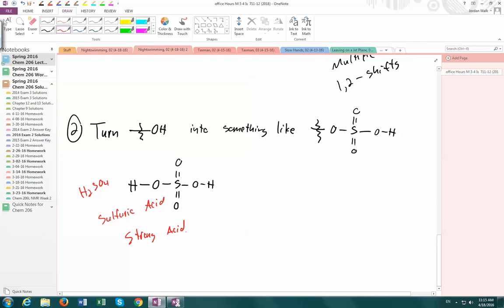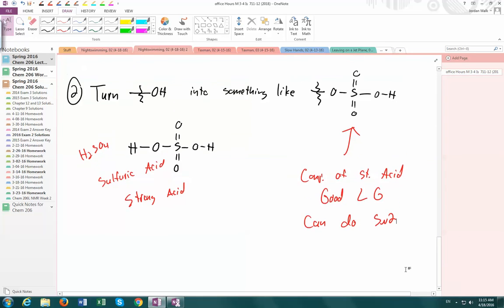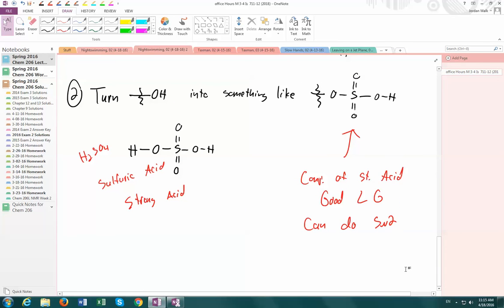And so when we look back at this group right here, have we converted our alcohol into the conjugate of a strong acid? Yeah, sure. That is definitely going to be the conjugate of a strong acid. So now we've got the conjugate of our strong acid. And so that makes this a good leaving group. And most importantly, we can do SN2 with this type of functionality. All right, now we're often doing organic reactions in organic solvent, and organic solvents are typically fairly nonpolar, and so a very polar molecule like sulfuric acid, we find often won't dissolve well in organic solvents.